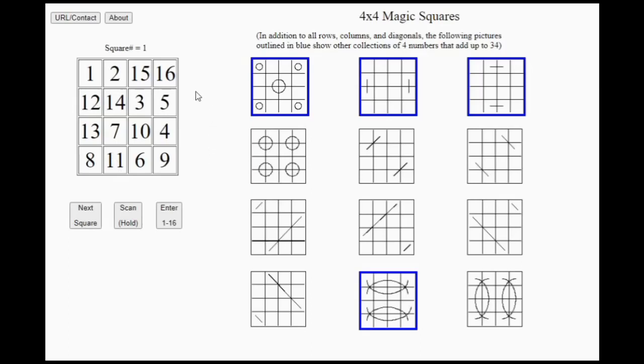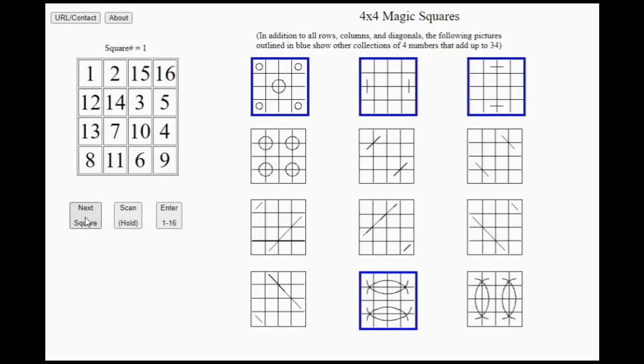Also, as we go through these squares, the first three patterns will be true for all magic squares, all 4x4 magic squares. These three patterns will always be true. The other 9 will sometimes be true and sometimes not, depending on the square you're looking at. If you click the next square button, you will see another 4x4 magic square with the same magic number, but with a different number arrangement.